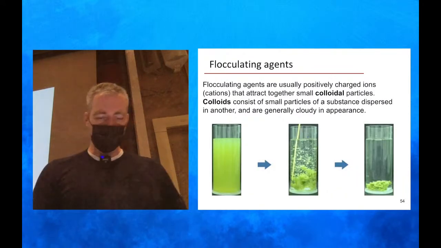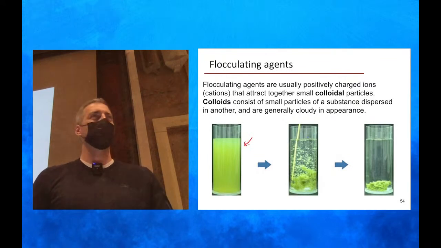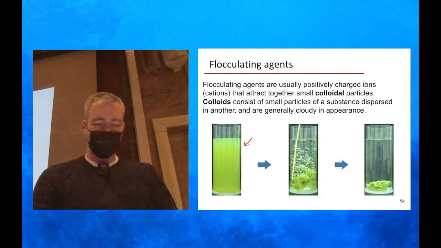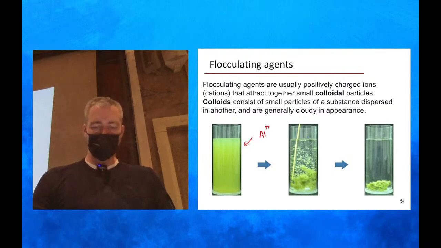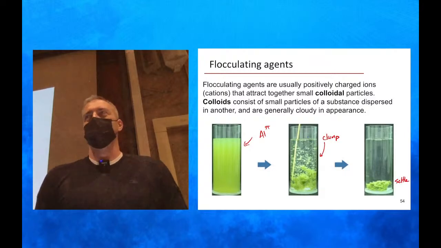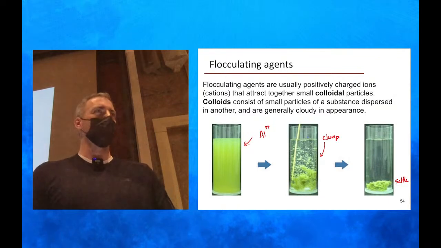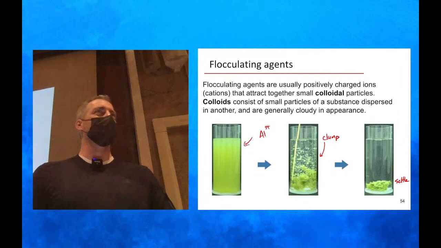So here's an example. This is water that's kind of cloudy, and the colloidal particles here are like algae that's living in the water. Then if you add a little bit of Al3+, alum it's sometimes called, to the water and mix it up, you can see they all clump and then settle. This is a way of, we say, clarifying the water. It makes it easy to see through, right? It gets rid of that junk pretty quickly.